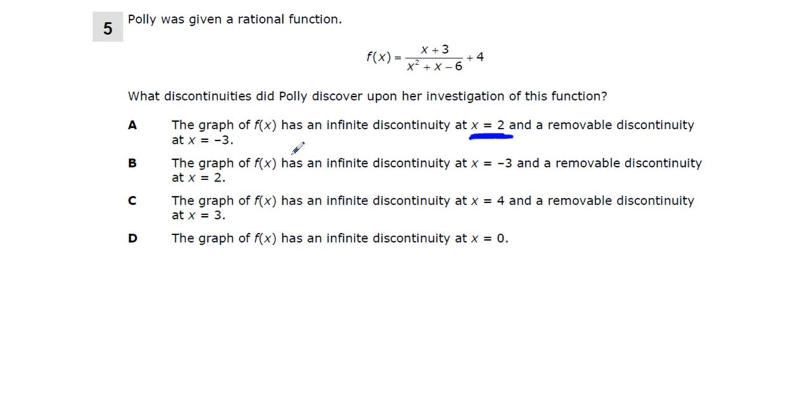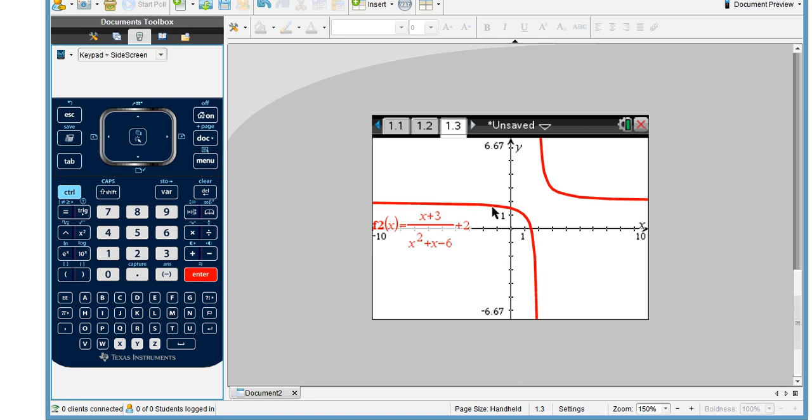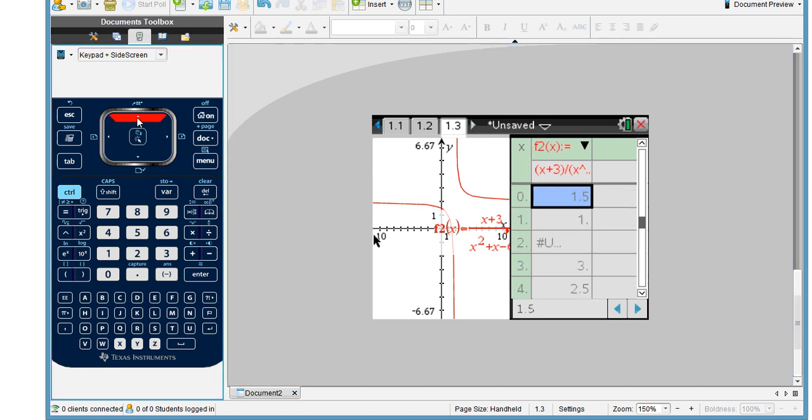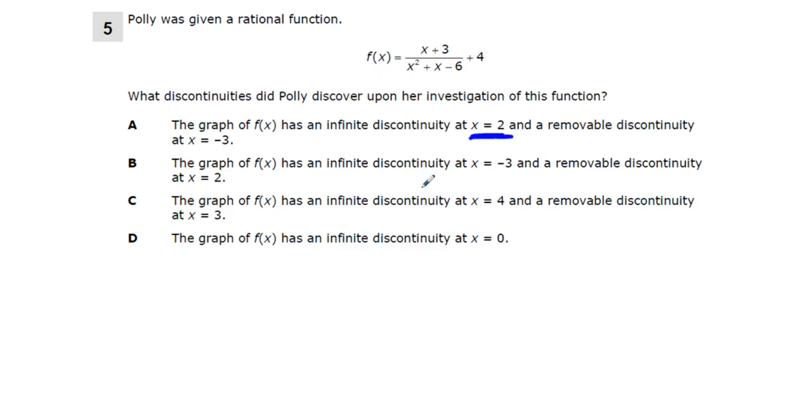A: a removable discontinuity at x equals -3. Well, let's go take a look at that. I don't see anything at x equals -3, but a removable discontinuity is not going to show up. Let's go ahead and press Control T, look at the table view, and we see we have undefined at x equals 2. We already knew that through the vertical asymptote. And there at -3, we also have a discontinuity, but not visible on the graph, meaning it's a removable discontinuity. And so that's going to be A, no doubt.